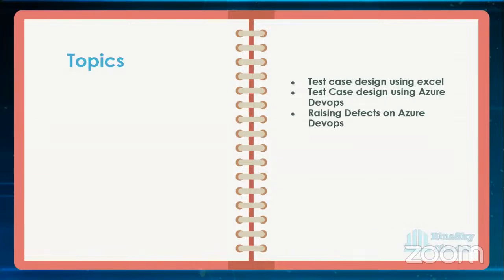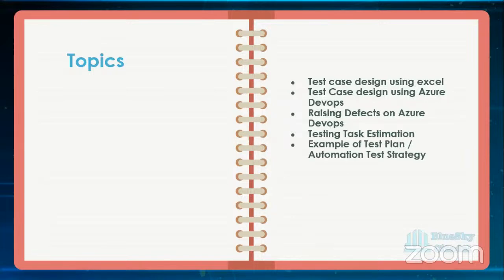The next thing is how to raise a defect on the Azure DevOps board. I'll just show you how to raise a defect, that's how to raise a bug. Then how to do your estimation when it comes to testing. Then I'll show you an example of a test plan, that's a document, a comprehensive one. I'll show you a live test plan and a live automation test strategy. Then we'll have a Q&A session. So I'll just sit back and let's watch it.